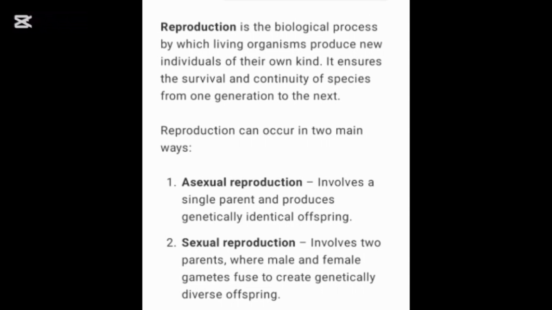Now, reproduction can occur in two main ways. We have the sexual reproduction and the asexual reproduction. Asexual reproduction involves a single parent and produces genetically identical offspring, while sexual reproduction involves two parents where male and female gametes fuse together to create genetically diverse offspring, that is, offspring that have genetic differences, while in asexual, one parent produces an offspring that has the same genetic components, identical genetic offspring. So that is the difference.